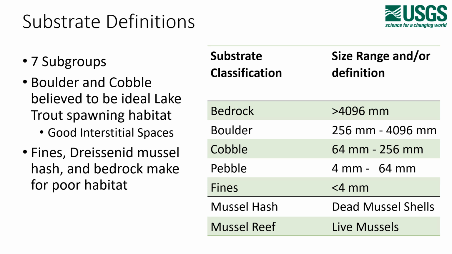It's typically believed that boulder and cobble are kind of the preferred spawning habitat for lake trout because they can provide a greater quantity and quality of interstitial spaces, whereas smaller substrates like the fines, the Dreissenid mussels, and the mussel hash are going to be poorer because they cannot provide the same quality of interstitial spaces for egg incubation.